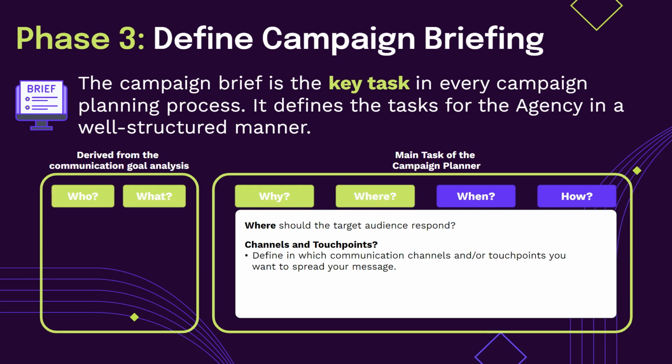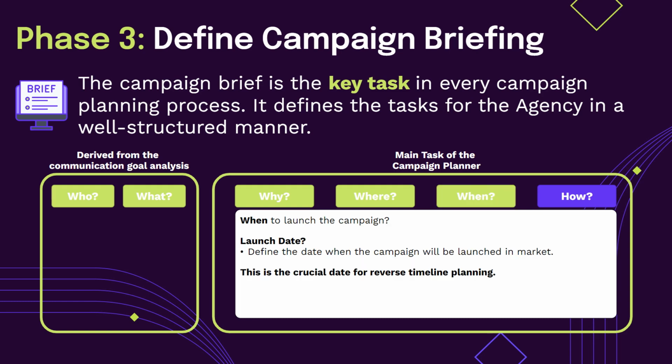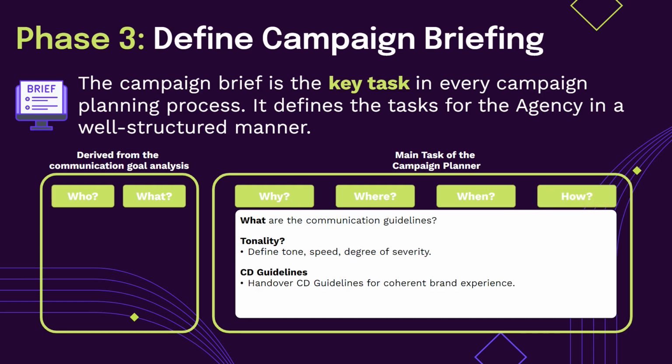Where? Where do you reach the target audience? Define the communication channels and/or touch points you want to use to spread your message. When? When do we launch the campaign? Define the date when the campaign will be launched in market, which is crucial for reverse timeline planning. How? What are the communication guidelines? Focus on tonality or defining the way of addressing tone, speed, degree of severity, etc.